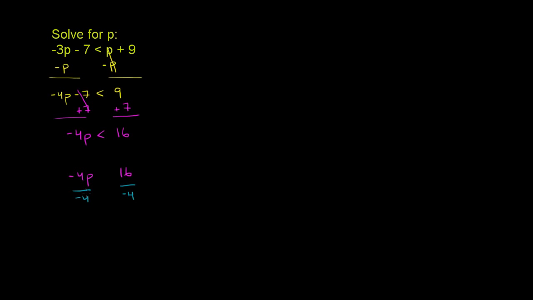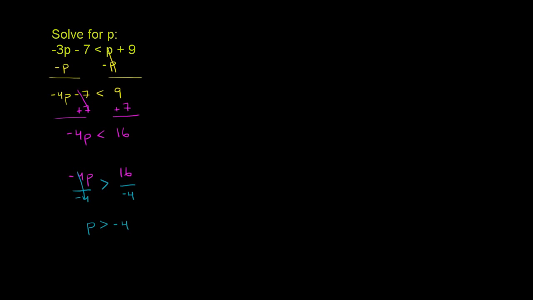Now, there's one thing that you really have to remember, since this is an inequality. This is not an equation. If you're dealing with an inequality, and if you multiply or divide both sides by a negative number, you have to swap the inequality. So in this case, the less than becomes greater than, since we're dividing by a negative number. And so negative 4 divided by negative 4, those cancel out. We have p is greater than 16 divided by negative 4, which is negative 4.